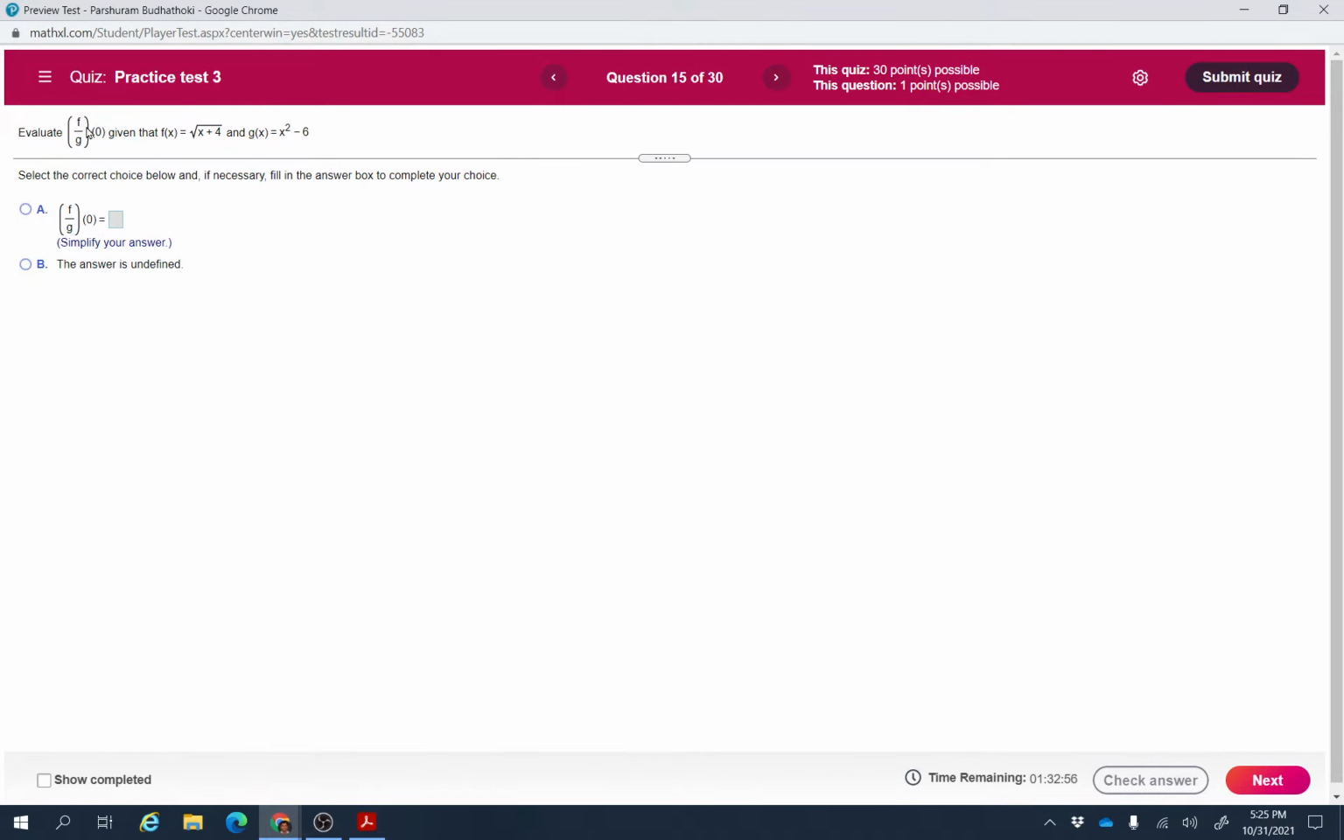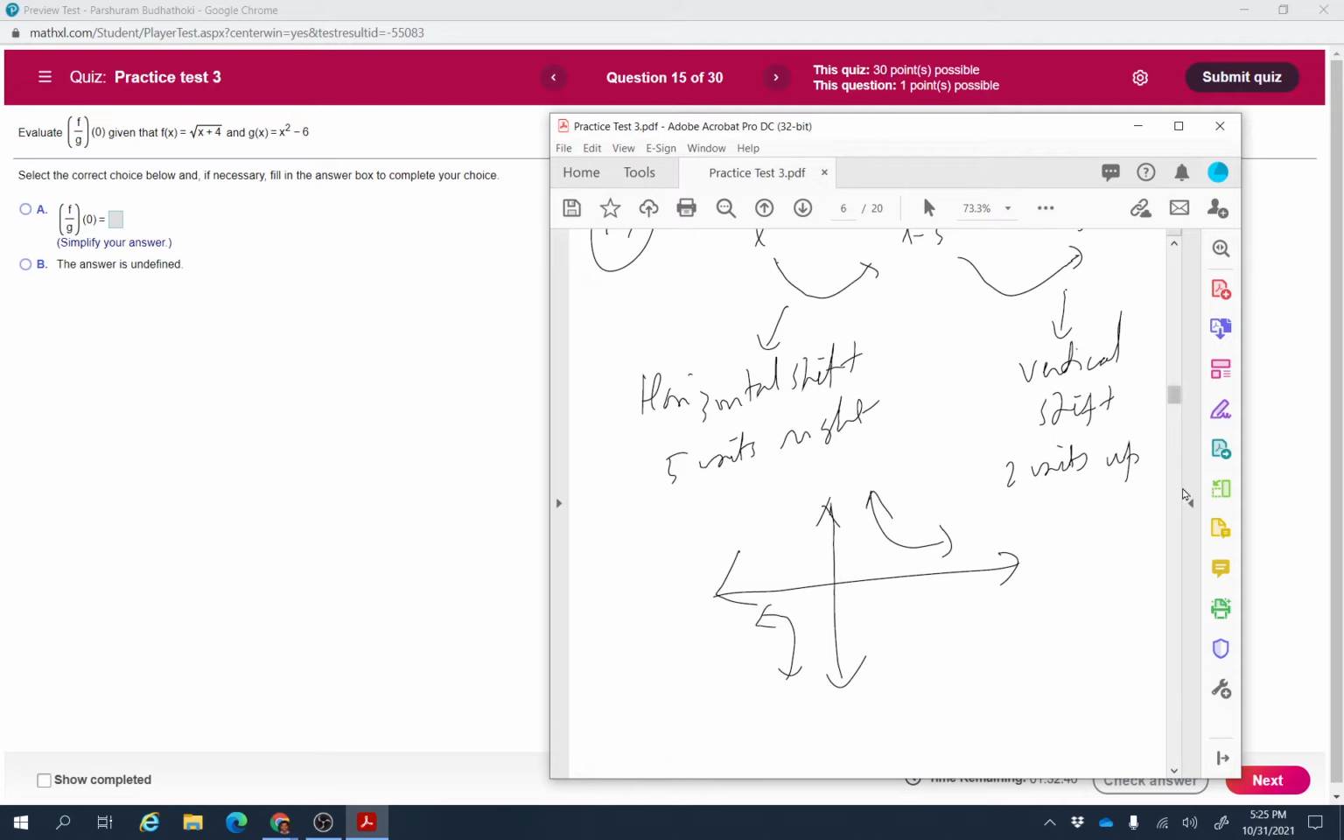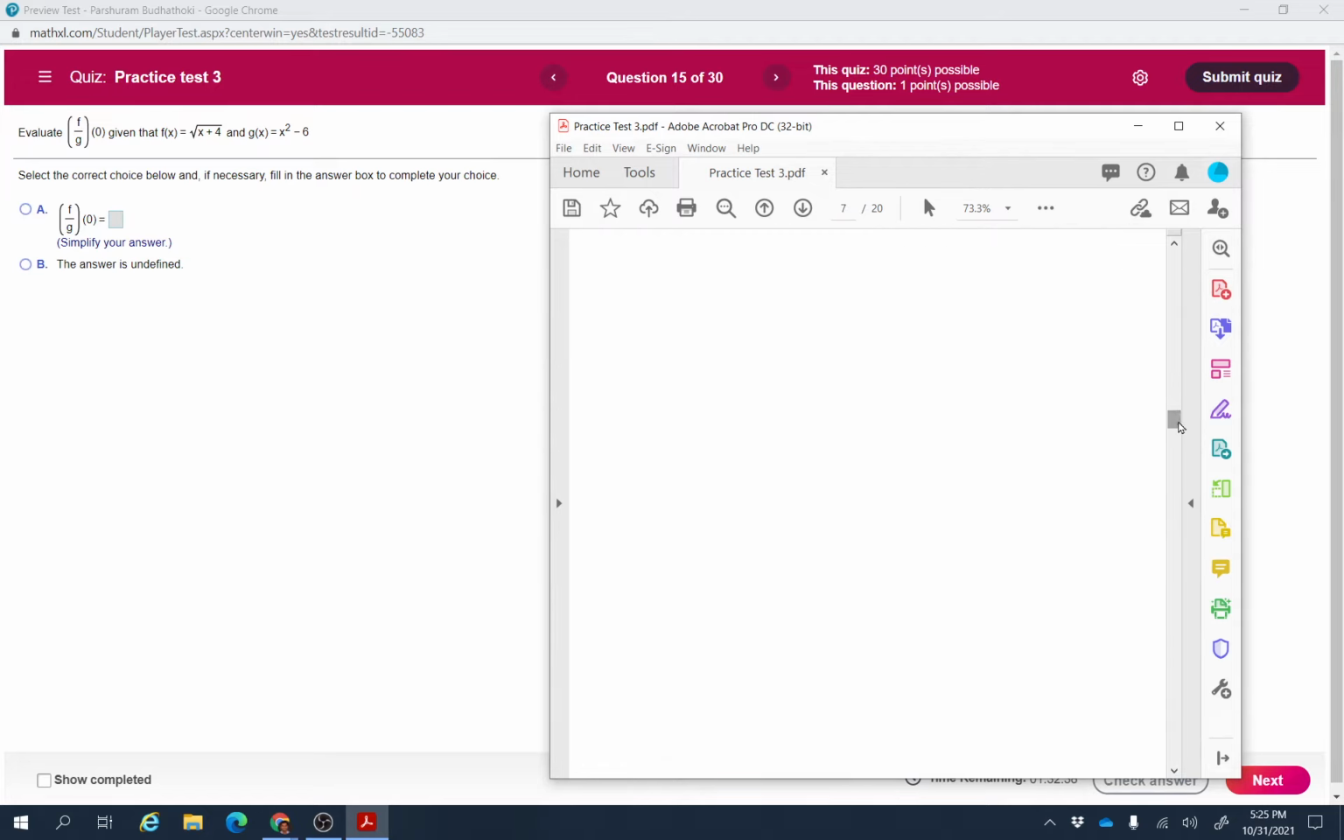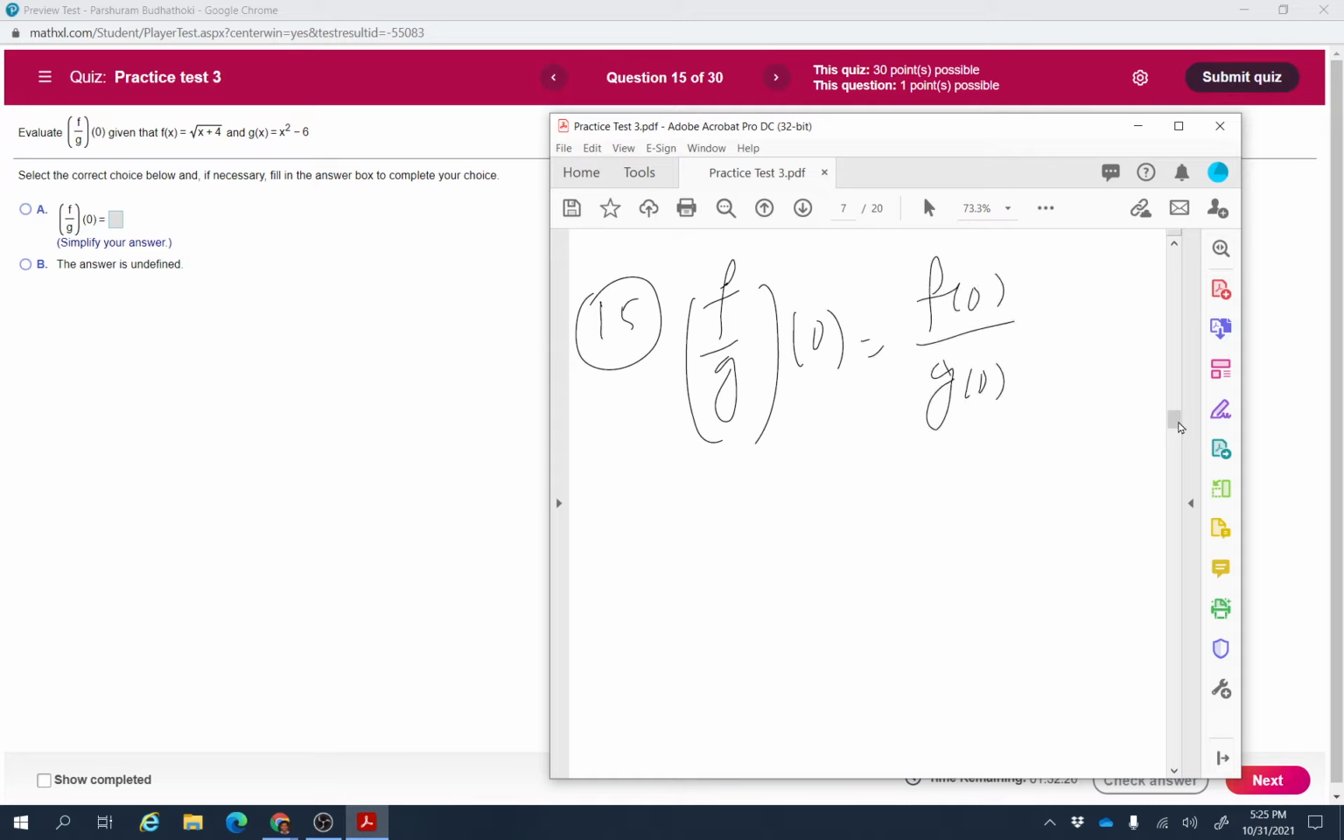Here we need to find the value of the function f over g at 0. That means there are two functions. f over g means you have to find the value of the function f at 0, the value of the function g at 0, and then just put those values on the top and bottom. So it's just an algebra function. f over g means divide the function f at 0 by the function g at 0.